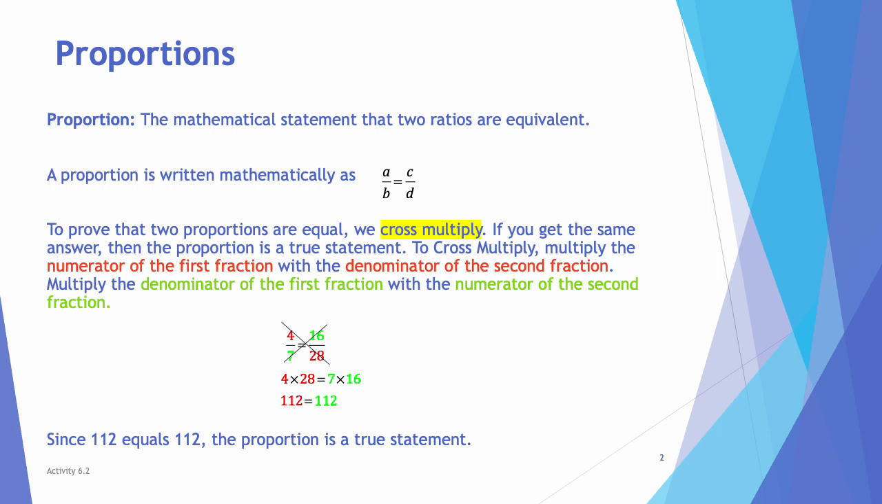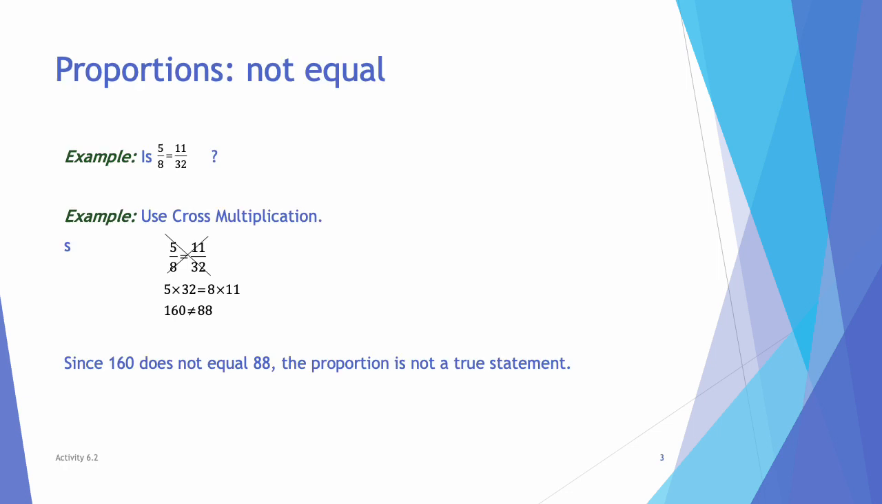In this example, we want to know if 4 over 7 is equal to 16 over 28. So I cross-multiply. I multiply 4 times 28, and I multiply 7 times 16. 4 times 28 is 112. 7 times 16 is 112. So since 112 equals 112, the proportion is a true statement.